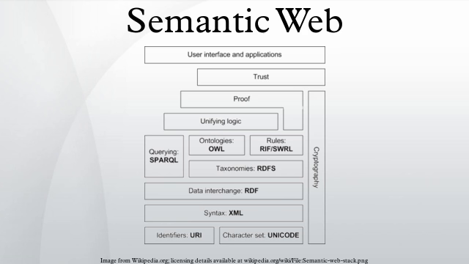Current state of standardization. Well-established standards include Unicode, Uniform Resource Identifier, XML, RDF, RDFS, SPARQL, Web Ontology Language, and Rule Interchange Format. The unifying logic and proof layers are not yet fully realized. The intent is to enhance the usability and usefulness of the web and its interconnected resources through servers which expose existing data systems using the RDF and SPARQL standards.